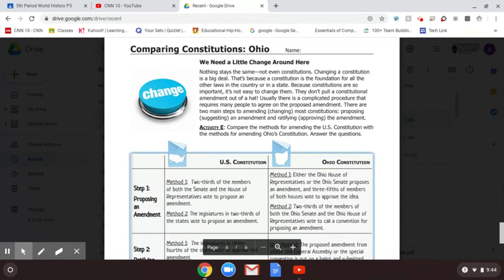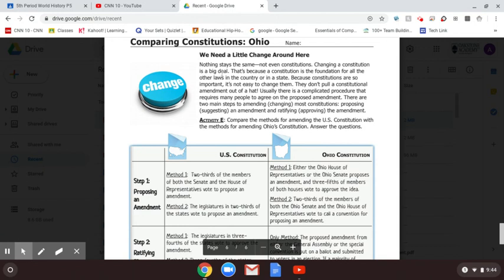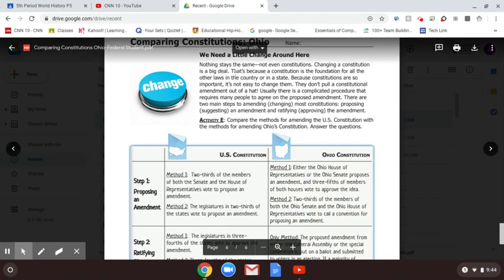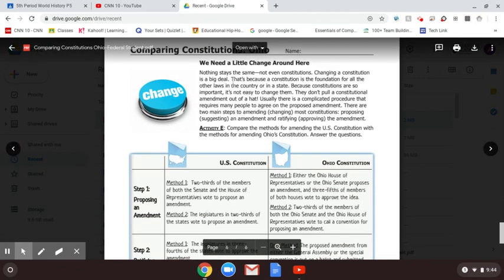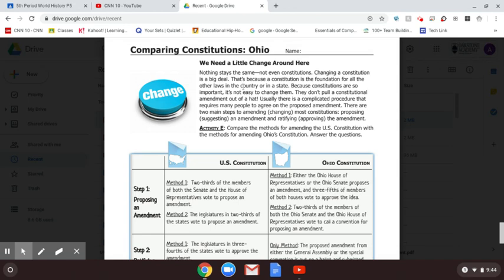All right, and then the last page. We need a little change around here. Nothing stays the same, not even constitutions. Changing a constitution is a big deal. That's because a constitution is a foundation for all the other laws in the country or in a state. Because constitutions are so important, it's not easy to change them. They don't pull a constitutional amendment out of a hat.